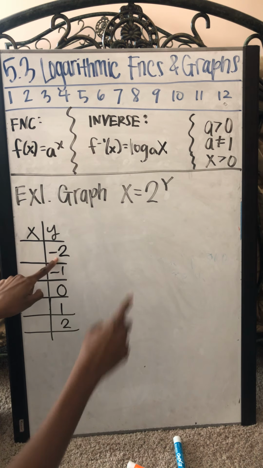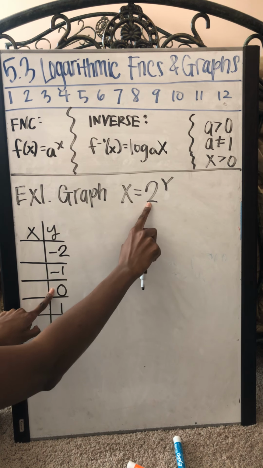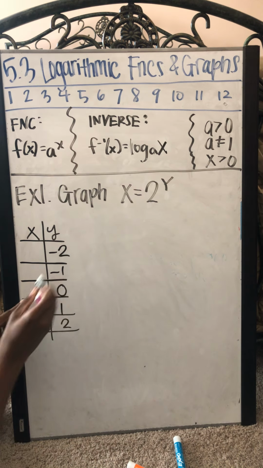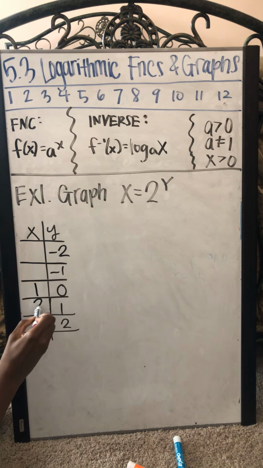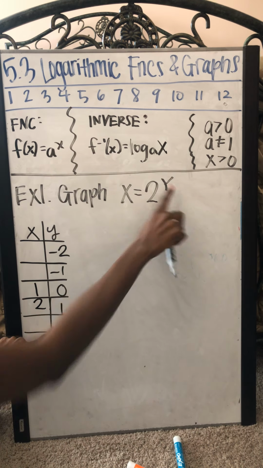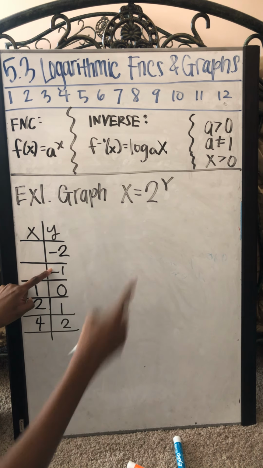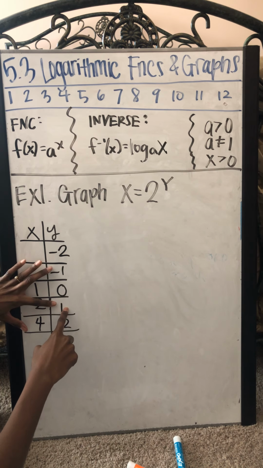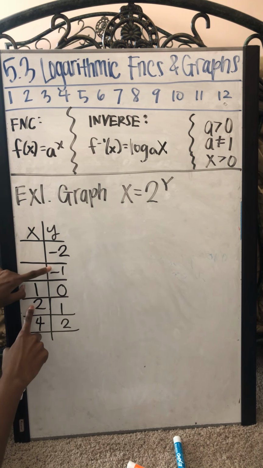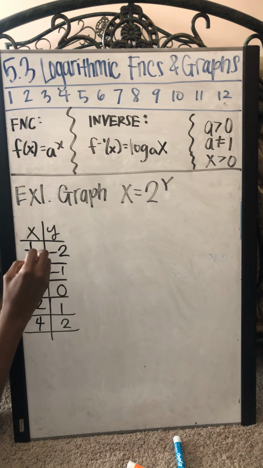If I plug these values in, I'll start with 0 in here. To find our x, we have 0. 2 raised to the 0 is 1. 2 raised to the 1 is 2. 2 raised to the 2 is 4. And then remember with these negative ones, 2 raised to the -1 is the reciprocal of the positive one. So if positive 1 is 2, negative 1 has to be 1/2. If positive 2 is 4, negative 2 has to be 1/4.